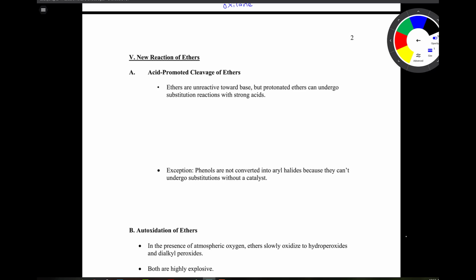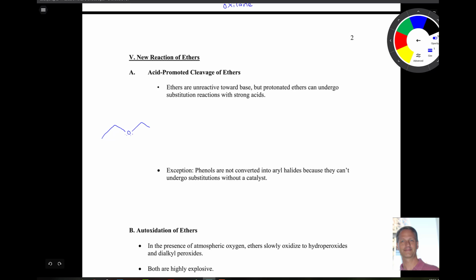So the reactions in chapter 14 that I cover here in this lecture, these are the reactions that I want you to know. There's some other reactions in the textbook, but we're skipping some of those, and we're doing just the reactions that are the most important in this chapter that I carry on to next semester too. All right, so the first is acid-promoted cleavage of ethers.